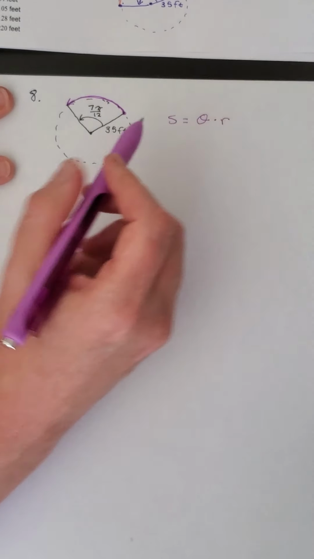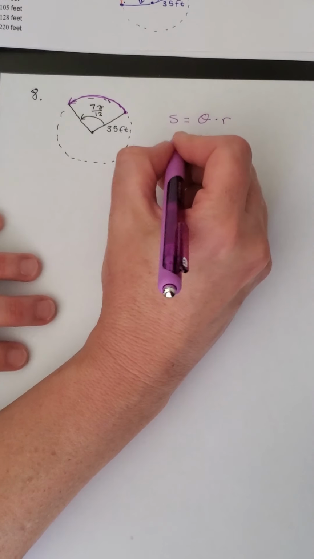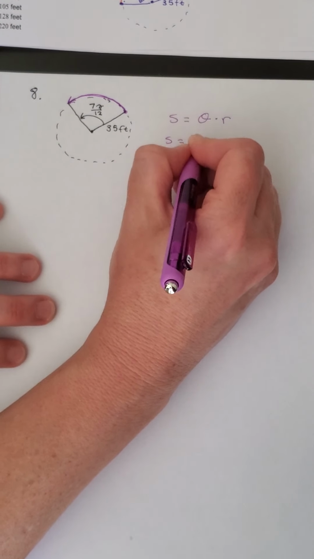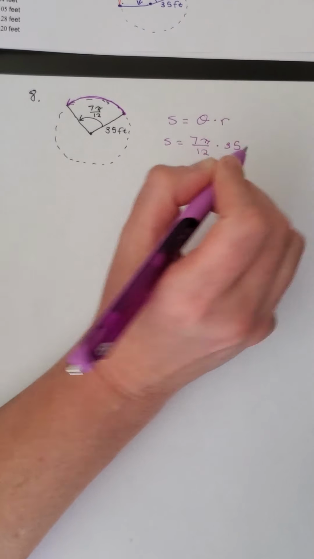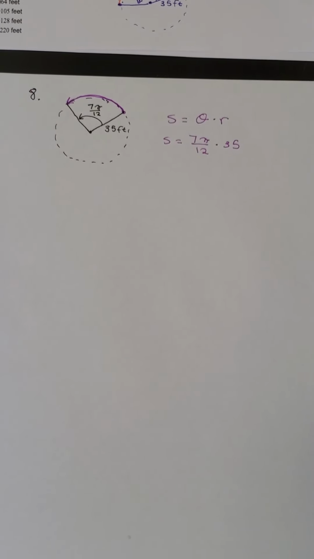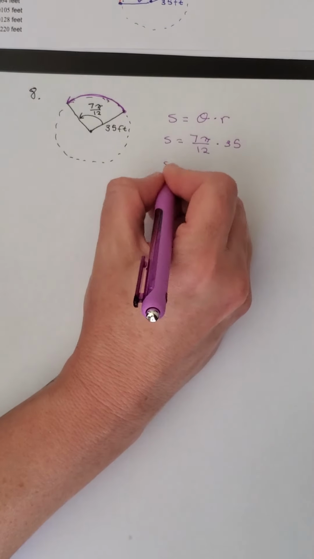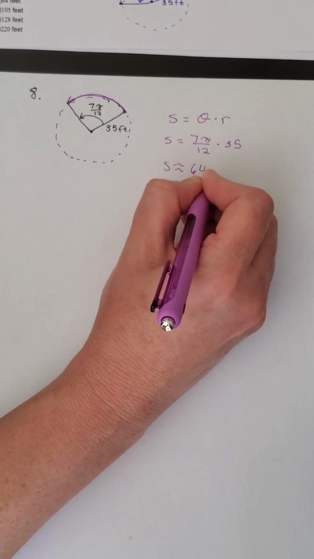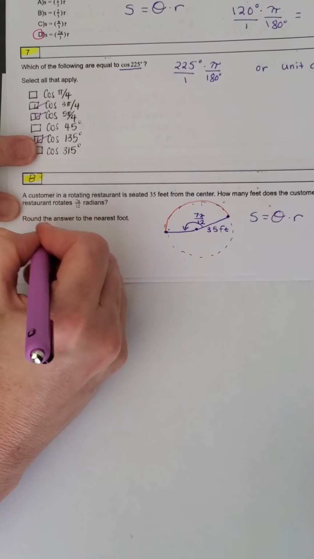Now remember, theta is in radians, and we are already in radians. So this is equal to 7 pi over 12 times the radius, which is 35 feet. So 7 times 35 times pi divided by 12 is 64.1. So S is about 64.1 feet. So the answer here would be A, 64 feet.